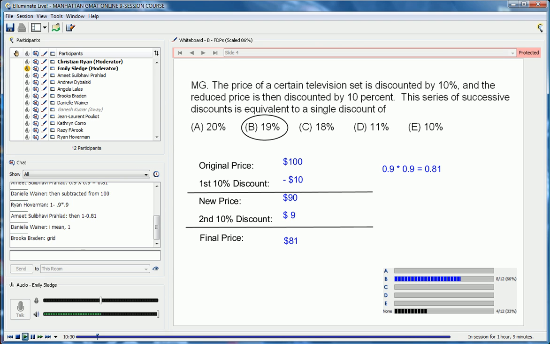Raise your hand if you can tell me what the trap answer is here. Answer or answers?